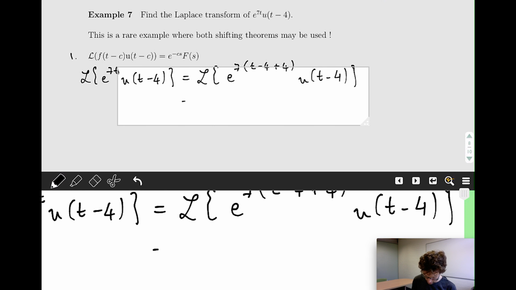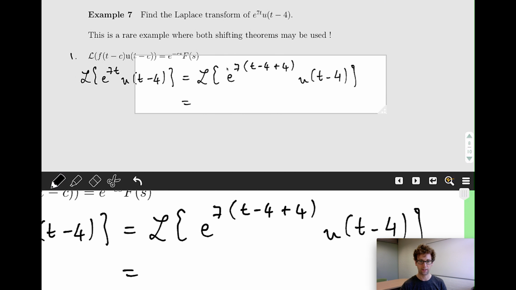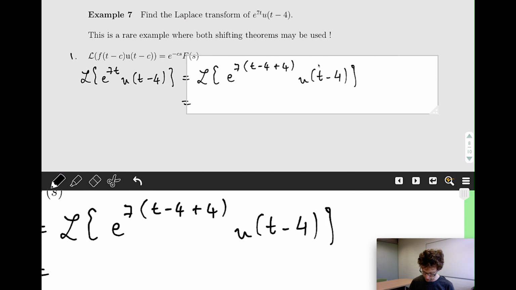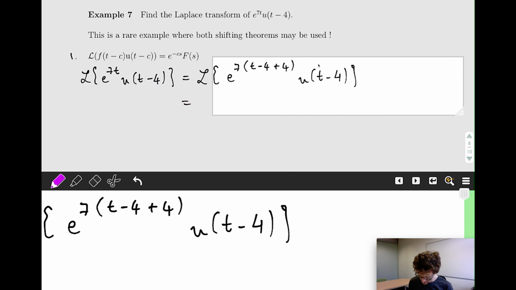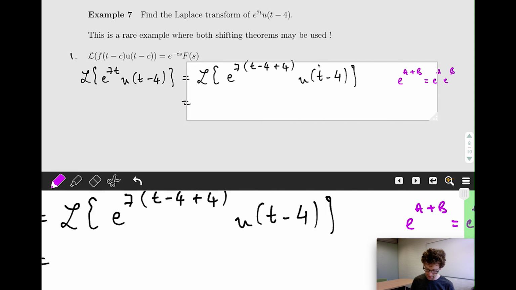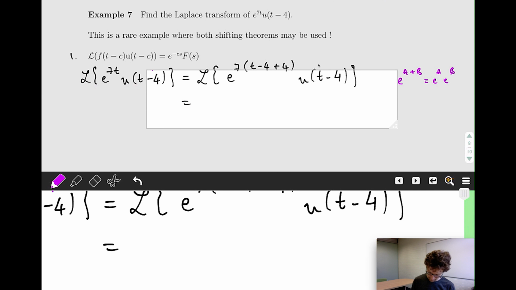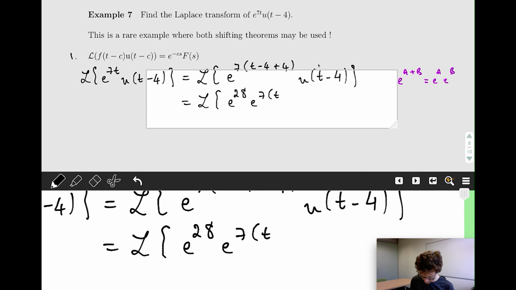So this thing will be equal to, so what are we going to get? We're going to get 7 times t minus 4 plus 7 times 4. And I'm going to use the fact that e to the a plus b is equal to e to the a times e to the b, the laws of powers for exponentials. So that will give me the Laplace transform of e to the 28, that's 7 times 4, times e to the 7 times t minus 4, u of t minus 4.